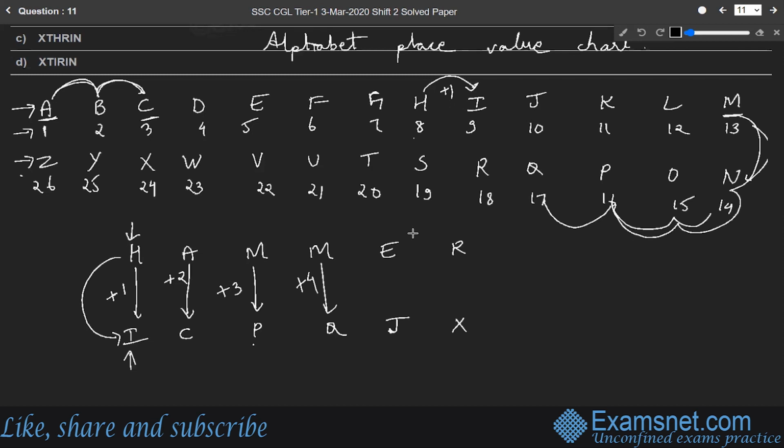Next letter is E. Now here it will be plus 5. E plus 5. You can see that E is present here. Let us check whether E plus 5 is J or not. So 1, 2, 3, 4 and 5.